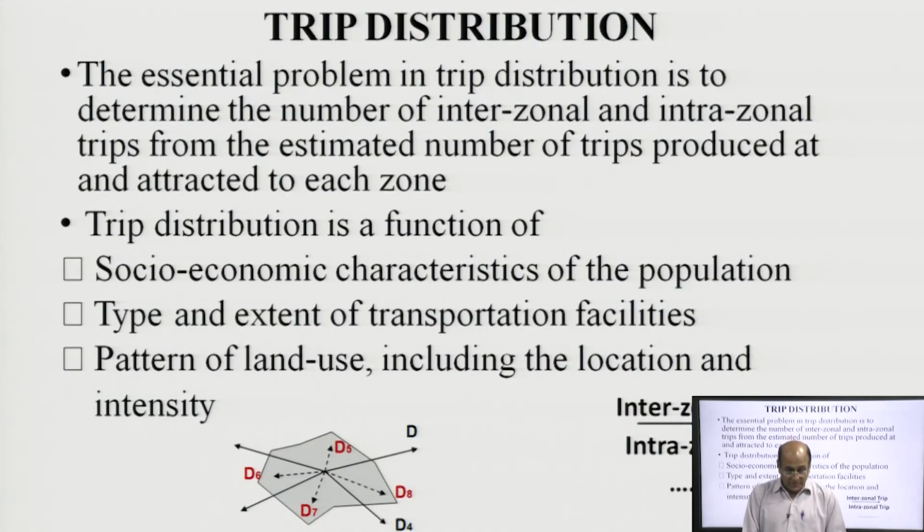So, the essential problem in trip distribution is to determine the number of interzonal or intrazonal trips from the estimated number of trips produced at and attracted to each zone. Trip distribution is a function of, first, socio-economic characteristics of the population. Second, type and extent of transportation facilities. Third, pattern of land use including location and intensity.